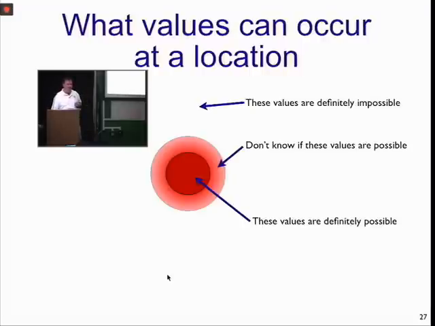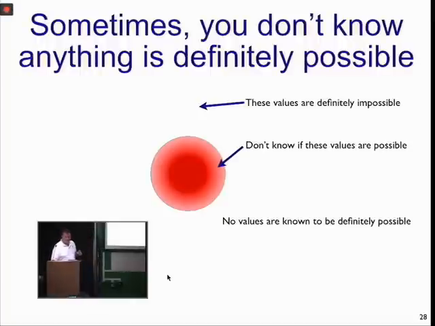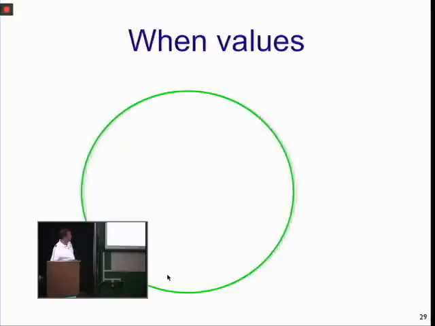Hopefully this will become clear in a few slides. And it turns out that sometimes you don't know anything is definitely possible. We just know some values aren't possible. These things may be possible, but nothing is known to definitely be possible. OK, where's this leading? OK, so here's the when value.